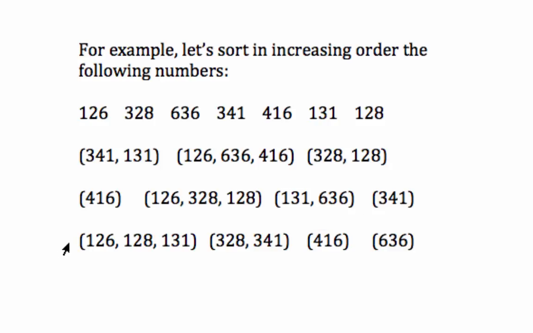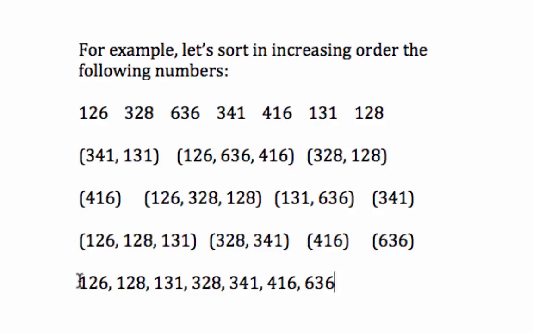And now we can see that these numbers are in increasing order. So my last step, once I finish sorting, is simply to get rid of the groups and just copy the numbers in the order that I see them. So it's 126, followed by 128, 131, 328, 341, 416, and finally 636. And now you see that the numbers are sorted in increasing order. That is how RadixSort works.